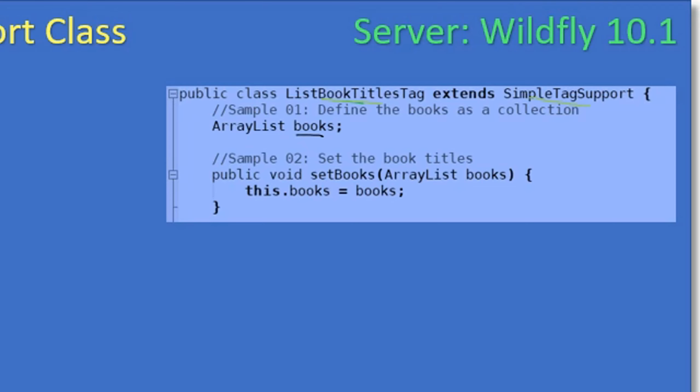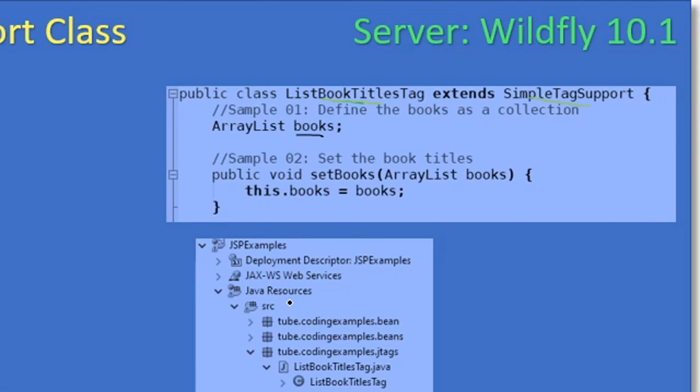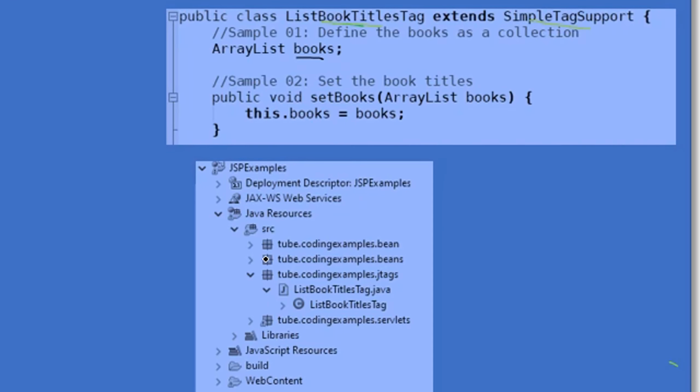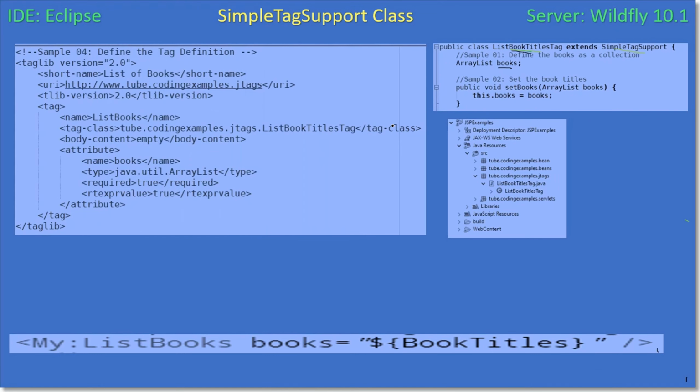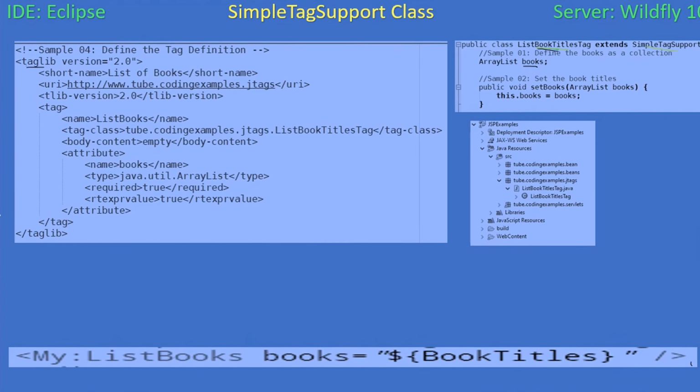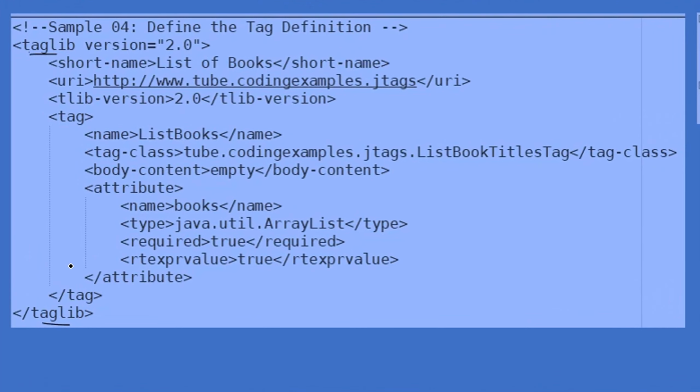So first let's go to the class. In the previous video we defined our list book titles tag here in this package, tube coding example .jtags. Inside that there is a Java file, and the class name is list book titles tag. So this is our tag class name. All right, now let's come here. So tag lib, we started this, and here we are ending the tag lib.